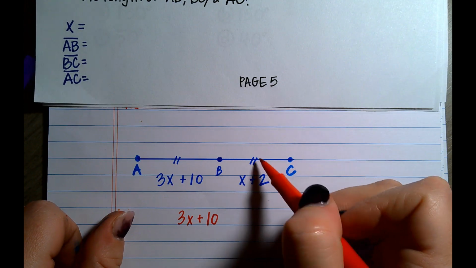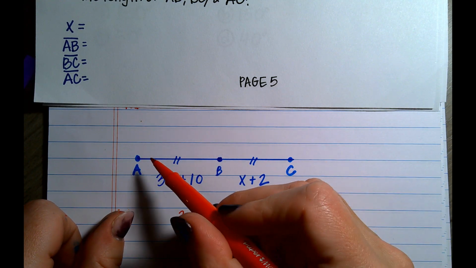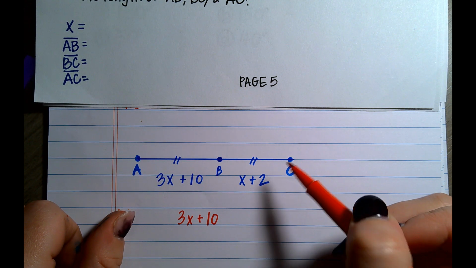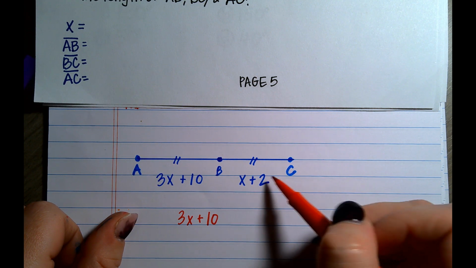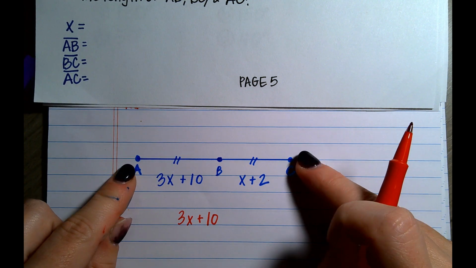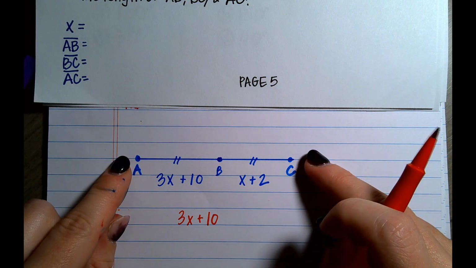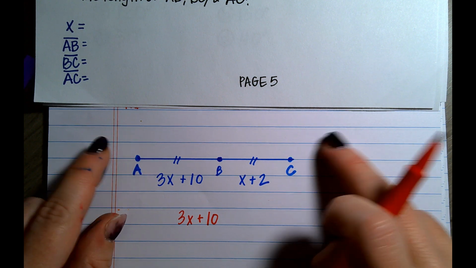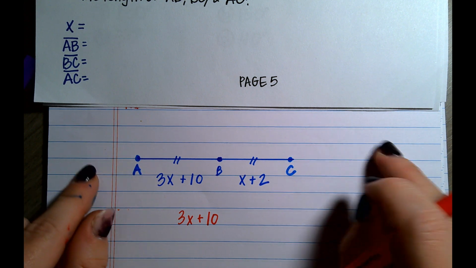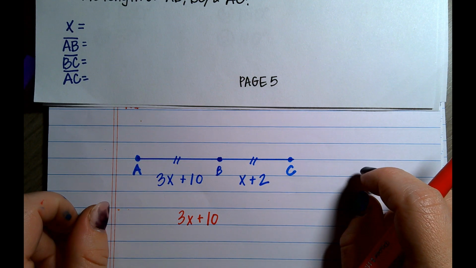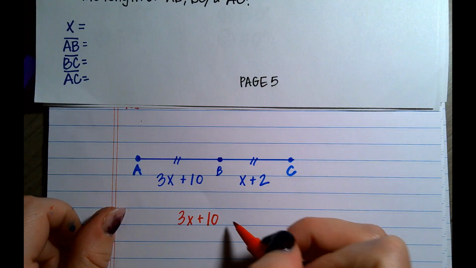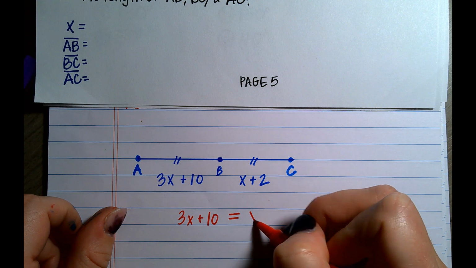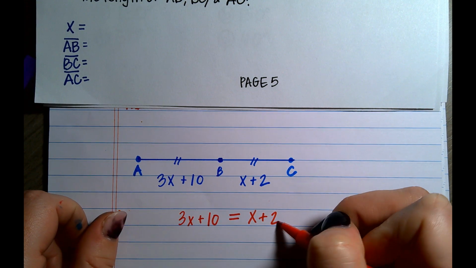Now this isn't an angle, just a line segment. I am going to use 3x plus 10 and x plus 2. Do I know that they add up to something? Are they equal to each other? They're equal to each other, yeah. So you just write an equal sign in the middle of them. 3x plus 10 equals x plus 2.